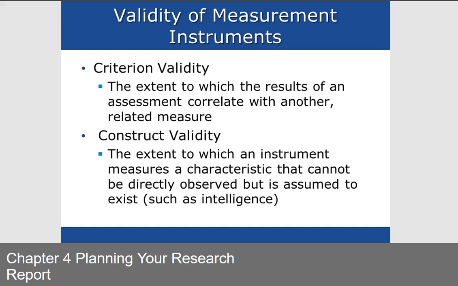Two other forms of validity are criterion validity and construct validity. Criterion validity is used to predict future or current performance, and it correlates with test results from another criterion of interest. Your textbook said it was the extent to which the results of an assessment correlate with a related measure. There are types of criterion validity.